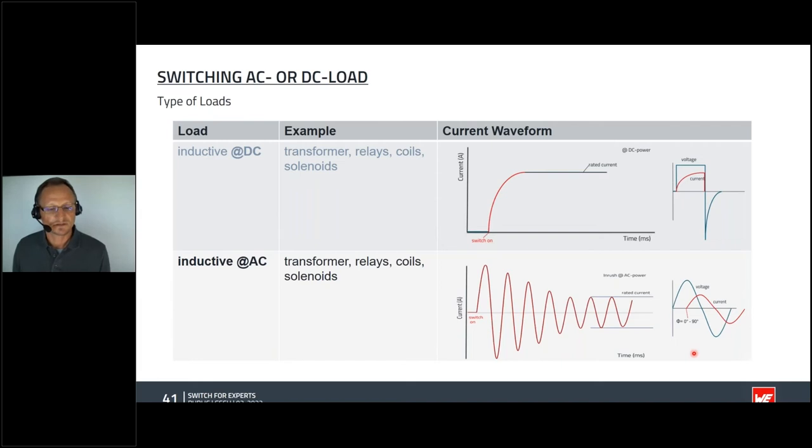Further, there is a phase shift between voltage and current. You can see it here. And that leads to reactive power or idle power. This effect is putting additional load on the wires and the switch as well, as it is a part of the electrical line.